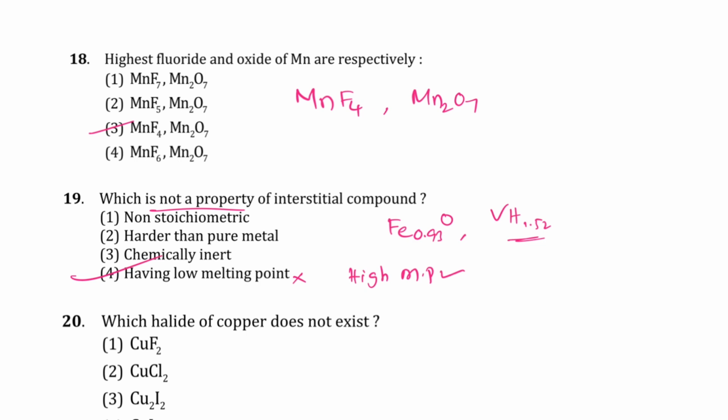So, which halide of copper does not exist? Which halide does not exist? CuI2 does not exist, due to the larger size of iodine. Therefore, the fourth option.